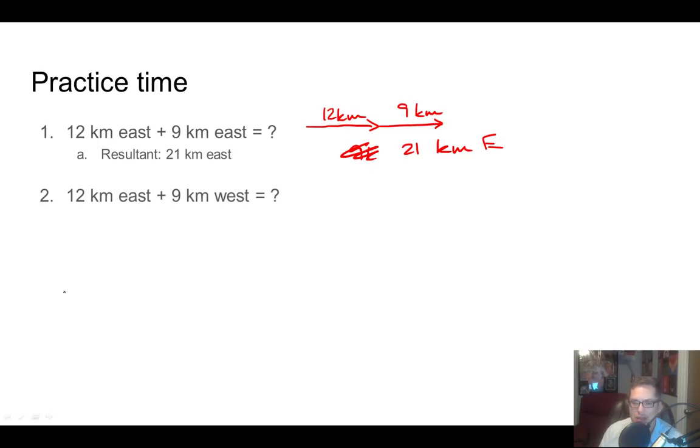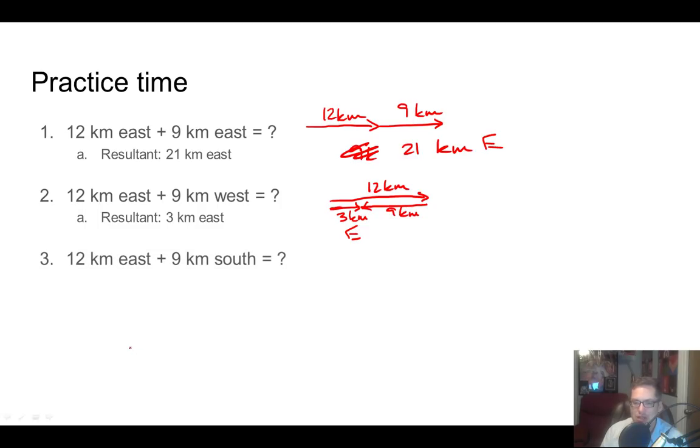How about this one? We go 12 kilometers east. And then we go 9 kilometers west, so that's back this way. So our resultant will be this distance right here. So that's got to be 3 kilometers, but we're still going to the east. 3 kilometers east.